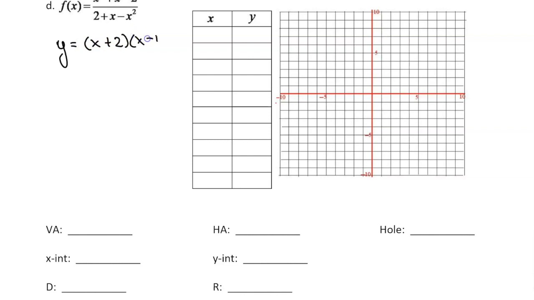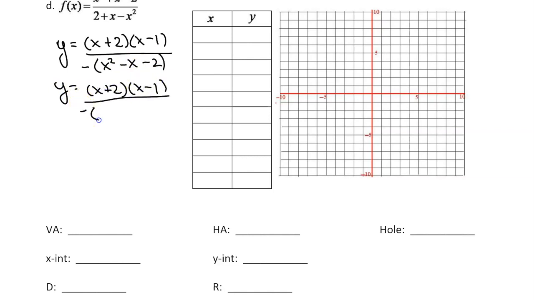So x plus 2, x minus 1. And then over here, we could factor out a negative sign, and we'd be left with x squared minus x minus 2. And that could become x plus 2, x minus 1 over x minus 2, x plus 1, like that. Okay, so that's going to give us some indications of some things that we can take a look at. There's nothing that can reduce, and it's tempting, but there's nothing there that can reduce. So once again, we don't have a hole.